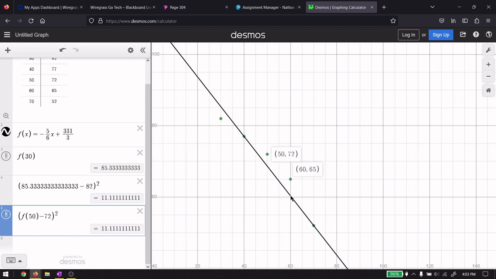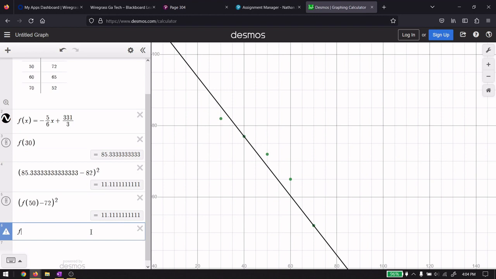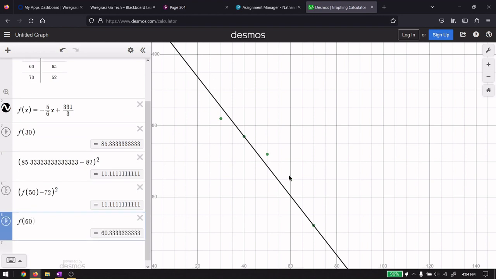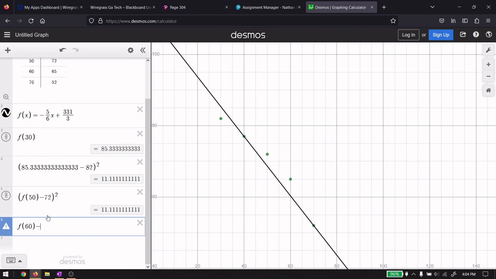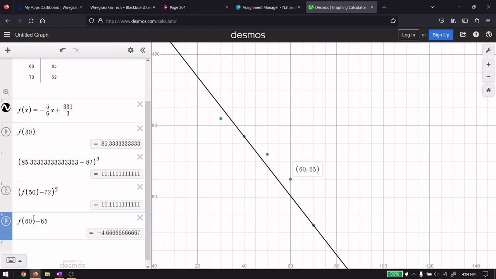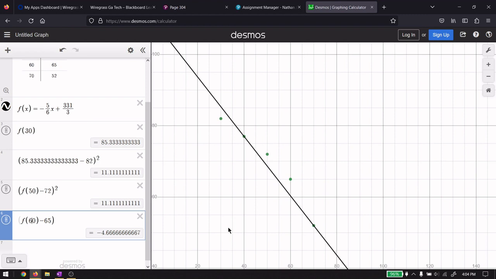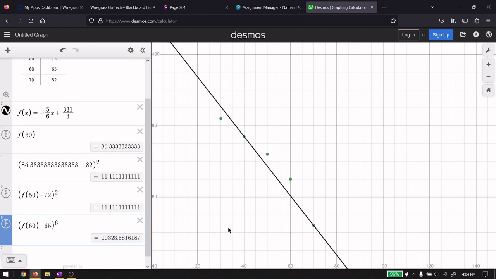This third residual, same process. Let's see if I can get it on there exact. There it is, 60.333 repeating. And the height of the point is 65. So we're going to go f of, was it 60? Yep. Minus 65. That's the height of this point. f of 60 is the height in the line. And then we're going to square that. Square it, not to the 6th power.